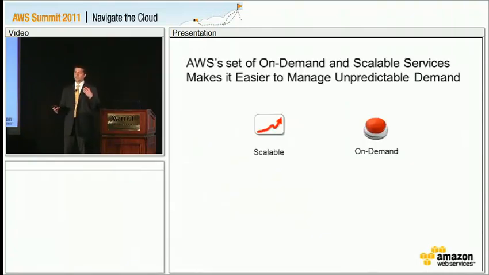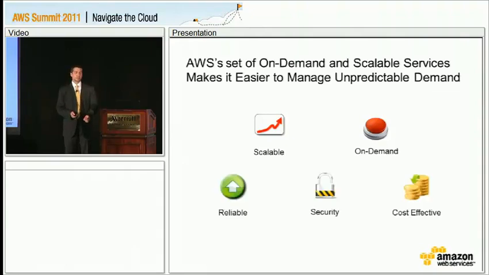So really, to recap, what helps with this unpredictable, variable demand that we're talking about is a set of truly elastic and scalable services that are available on demand. That was the key. But to utilize those, we really need all those services to be secure, reliable, and cost-effective.